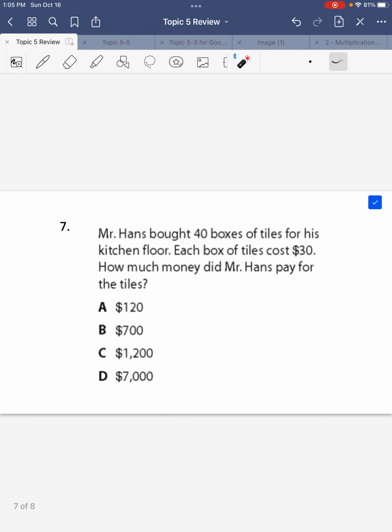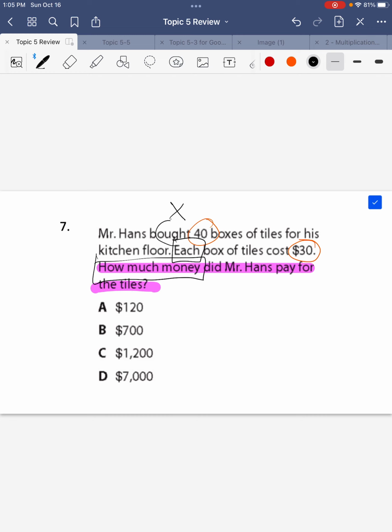Number 7 says, Mr. Haynes bought 40 boxes of tile for his kitchen floor. Each box of tile cost $30. How much money did Mr. Haynes pay for the tiles? So I'm going to do my cubes, circle my important numbers, 40, 30, underline my question, how much money did Mr. Haynes pay for the tiles? Box in my keywords. Each tells me that I'm going to multiply. How much money did he pay for the tiles?